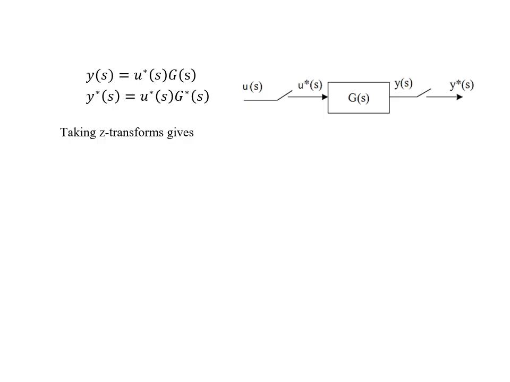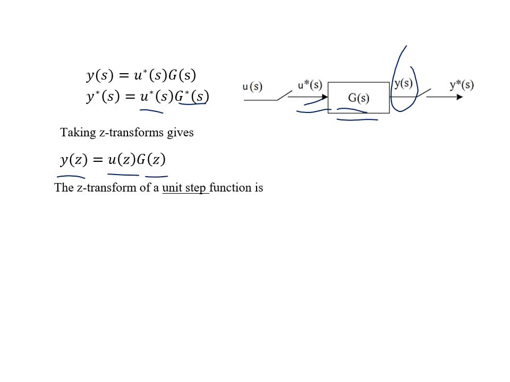First of all, we get Y, which is equal to G times U star, or U star times G. Then we have the sampler. We have U star times G star. Then Y of Z equals U of Z times G of Z. For the unit step, we have U equals Z over Z minus 1, which is the input. We got the transform of the unit step, which is the input.